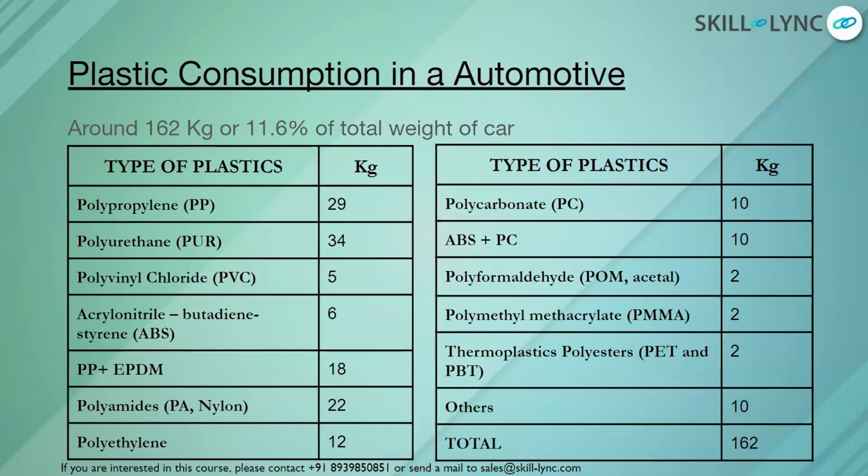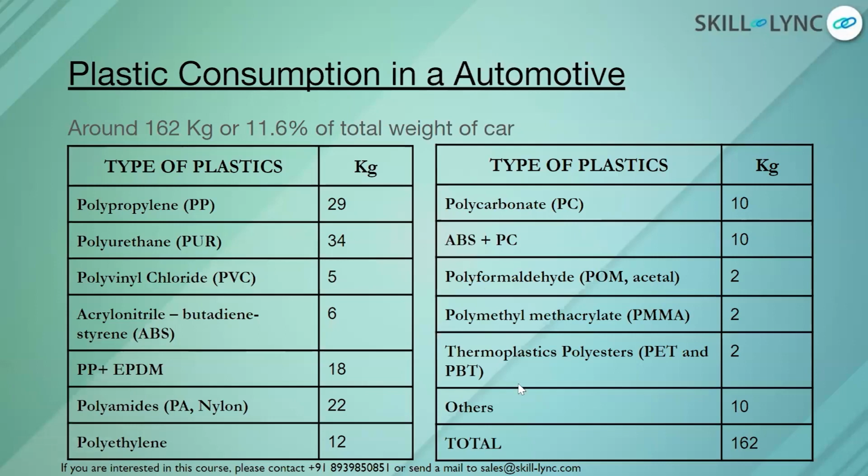Now, if you see an automotive, a general sedan car is around 1000 kg. Out of that, around 162 kg, around 11 to 12 percent of the total weight of the car, goes into plastics of different types, in the interior and exterior. We have polycarbonate and ABS materials which are transparent. We have PVC, polyurethane, polypropylene, ABS, EPDM, polyamides, polyethylene, polymethyl methacrylate (PMMA), thermoplastic polyesters, and other materials.